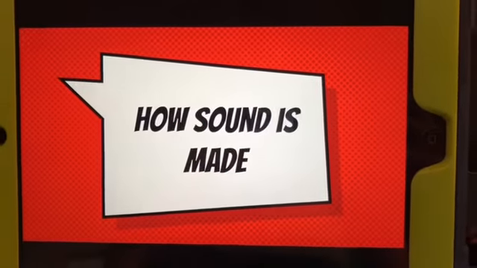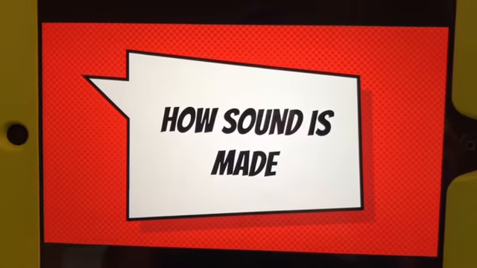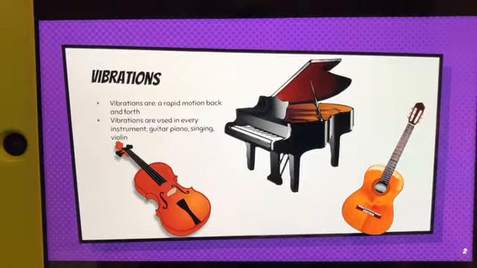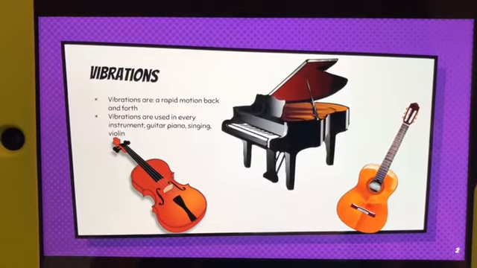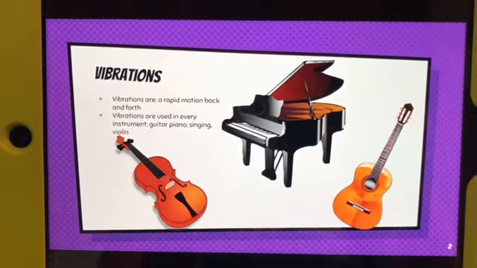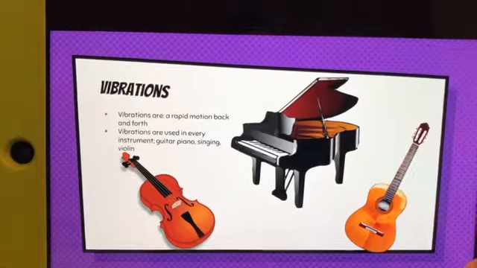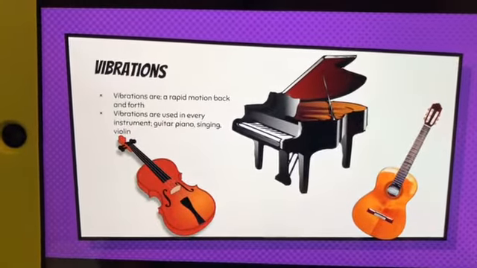How sound is made. We're going to talk about that real quick this morning. All sound is vibration. Okay, every sound that we can hear is a vibration. Vibrations are a rapid motion back and forth, and vibrations are used in every instrument: guitar, piano, singing, violin. Every sound that we can hear is from vibrations.